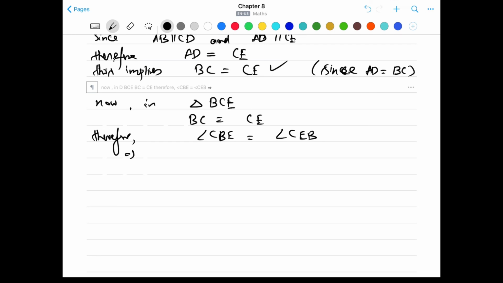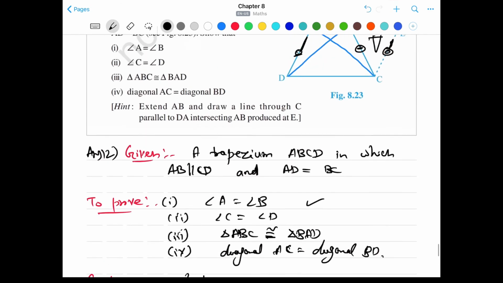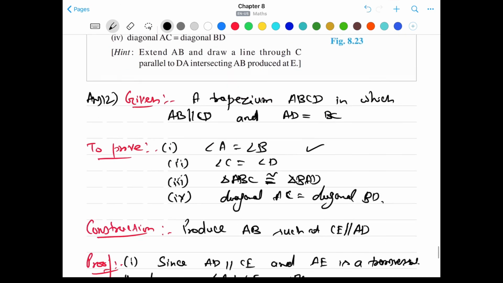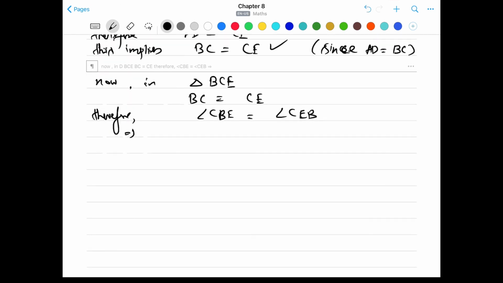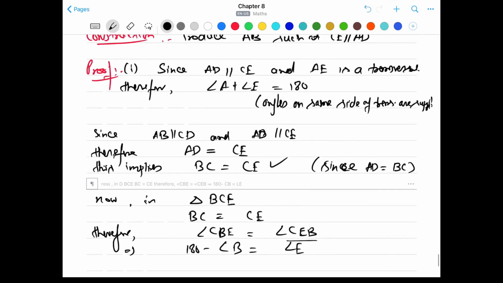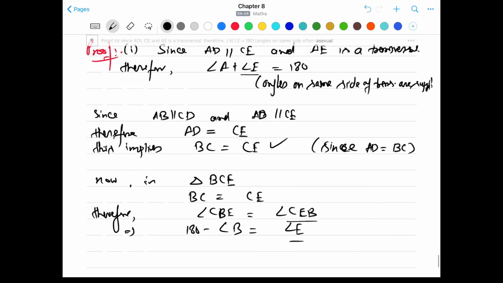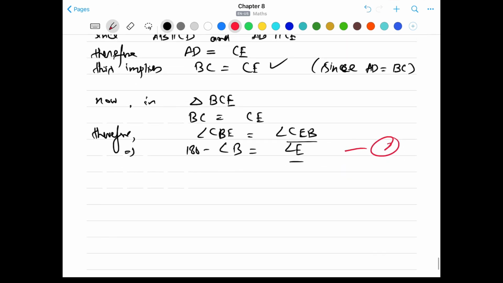So we have angle CBE equal to angle CEB. Okay, and this implies that we can write this CBE as 180 minus angle B, and in place of angle CEB we'll use the angle E. Okay, so 180 minus angle B is equal to angle E. Let's name it equation number 1 and this equation number 2. So we'll write from equation 1 and 2.